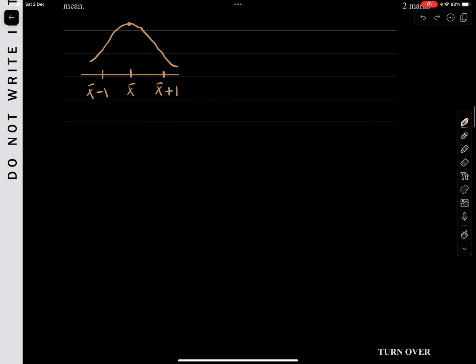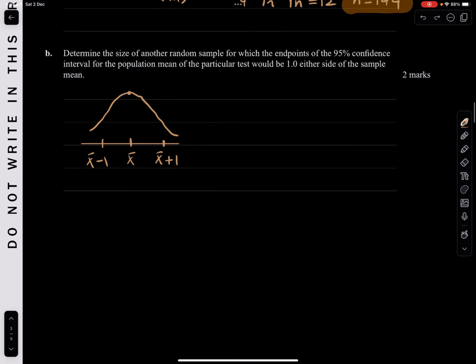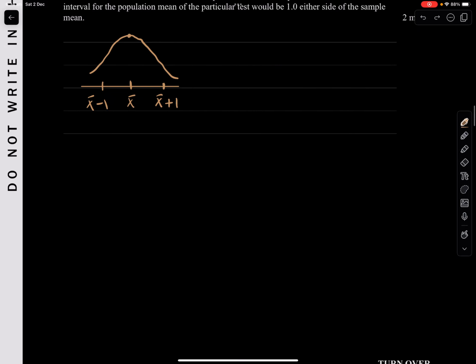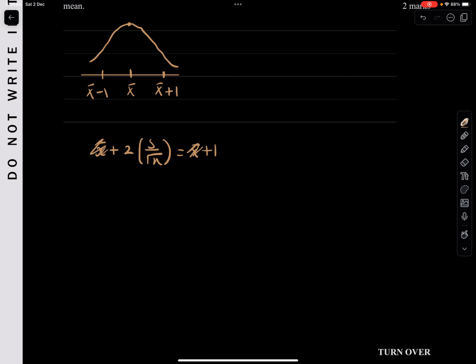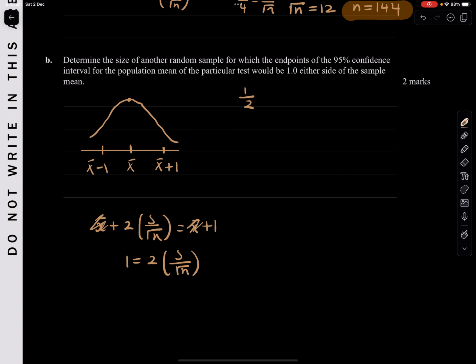Okay, we did have a look at the formula. For example, if I'm looking at this one over here, it's just your sample mean plus your z value times s over root n, yes? And that should equal x bar plus 1. So if we get rid of those x bar, it's just 1 should be equal to 2 times s over root n. That is the formula that we're going to use, which is just half equals s over root n. And yeah, we can just calculate that.